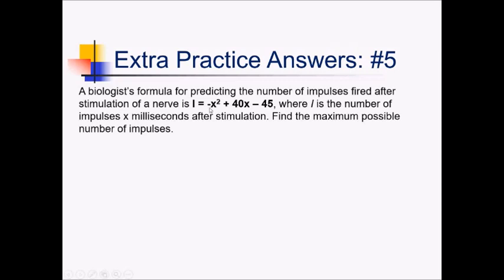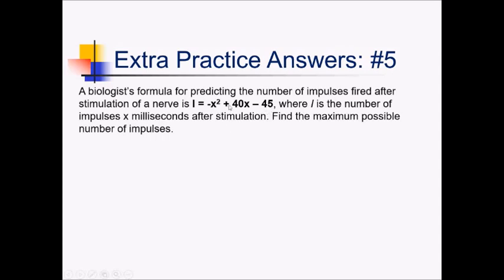For this problem, a biologist's formula for predicting the number of impulses fired after a nerve is stimulated is given by this I function right here, where I is the number of impulses, x milliseconds after stimulation. We want to find the maximum possible number of impulses. Okay, so we need to find the time at which that happens and then plug that into this function. Since we're trying to basically maximize a quadratic function, we need to find the vertex.